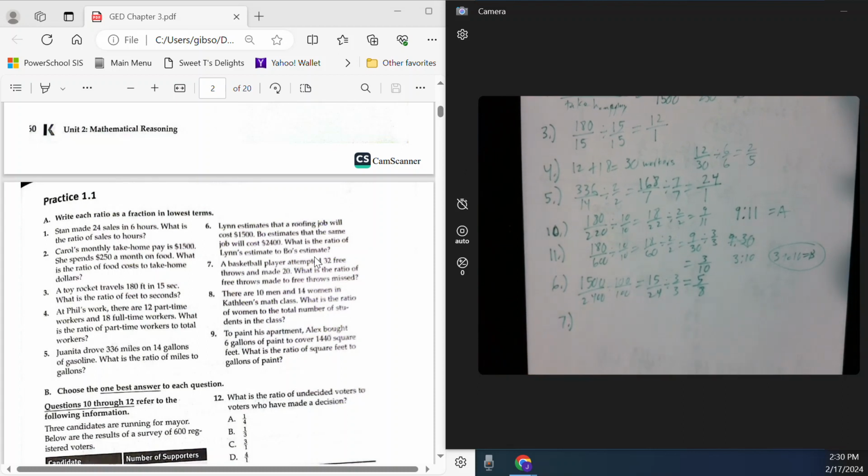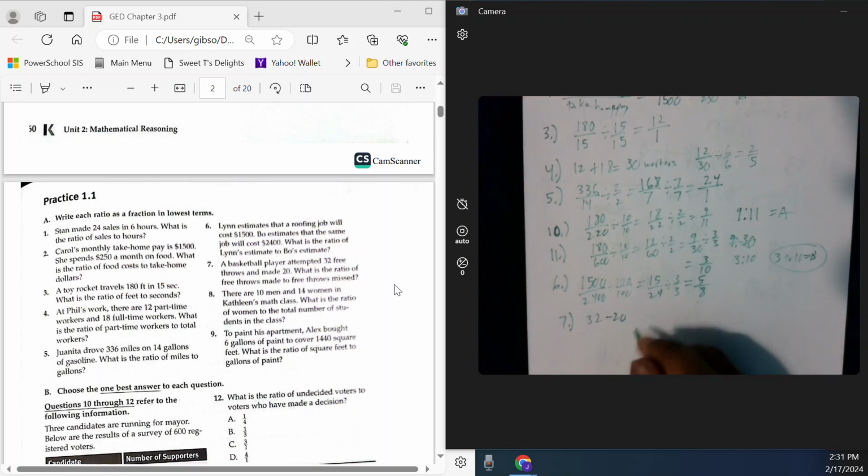So number 7, a basketball player attempted 32 free throws and made 20. What is the ratio of free throws made to free throws missed? So we need to find out how many was missed. So we'll take the total amount of free throws that were shot minus how many were made. 32 minus 20 is 12. So it was 12 that was missed.